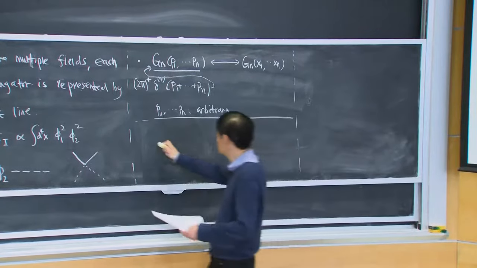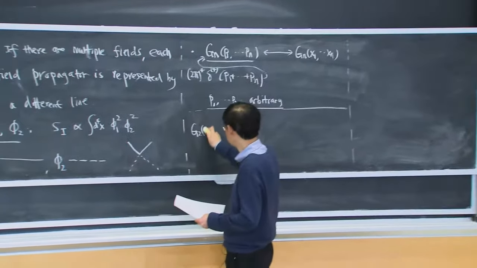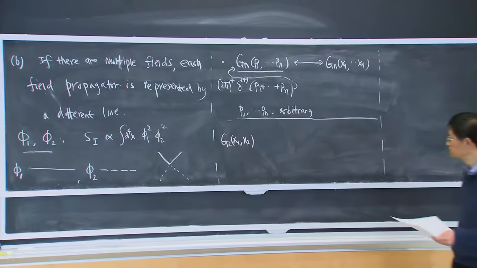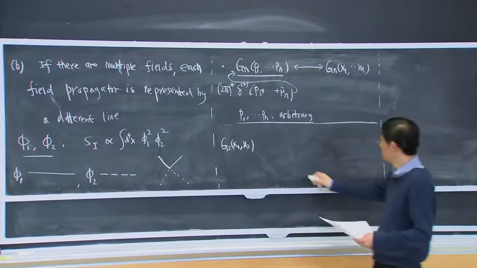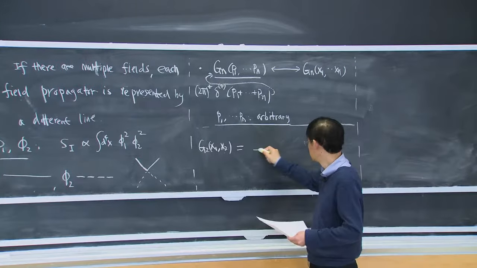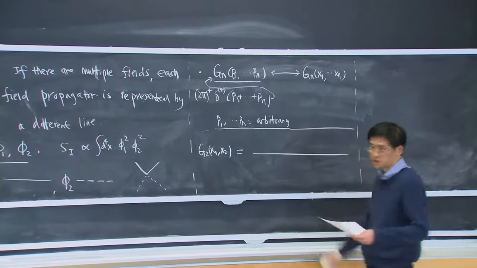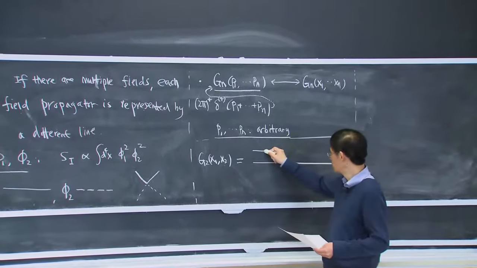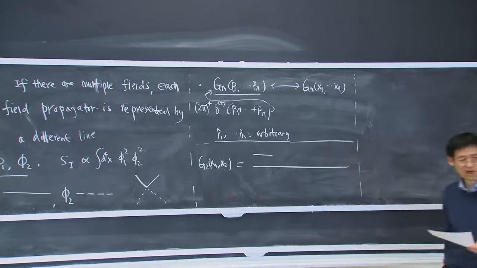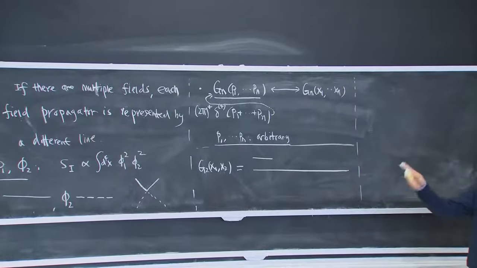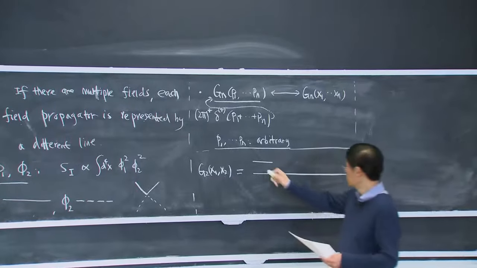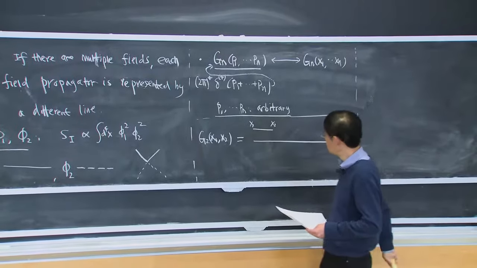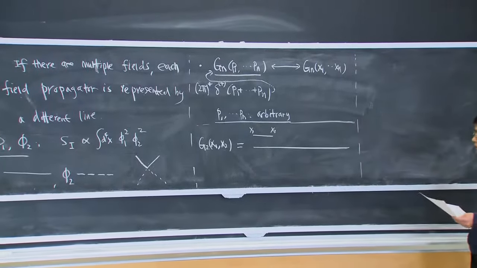So for example, let's consider the two-point function. So now we have the upstairs and downstairs. The upstairs, at the lowest order, you just have a single line, x1 to x2. To save effort, we will also not label x1, x2 from now on, okay?